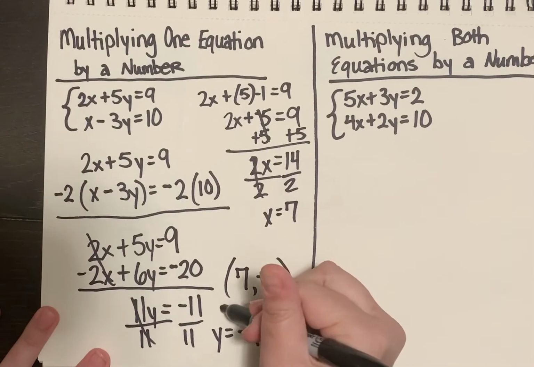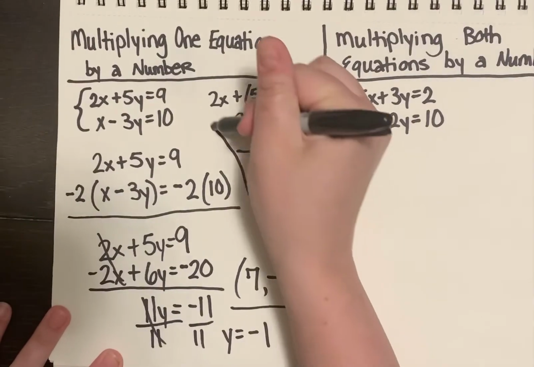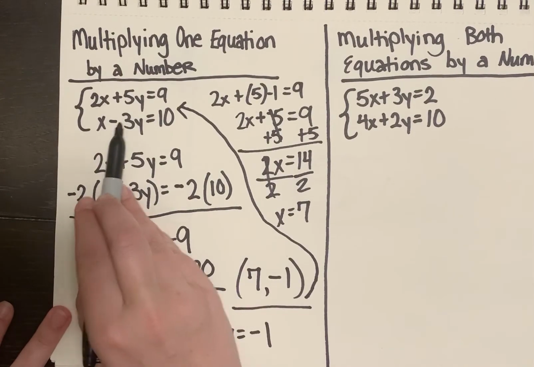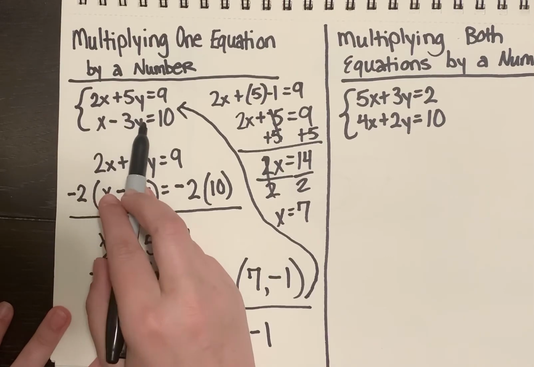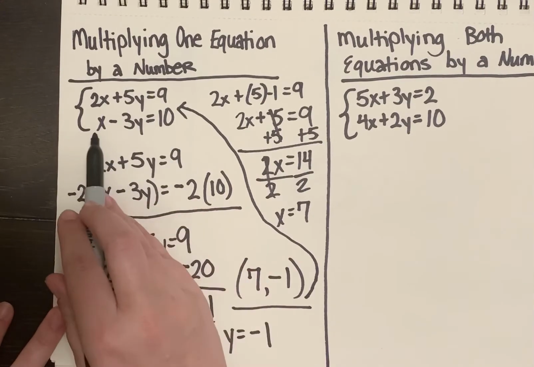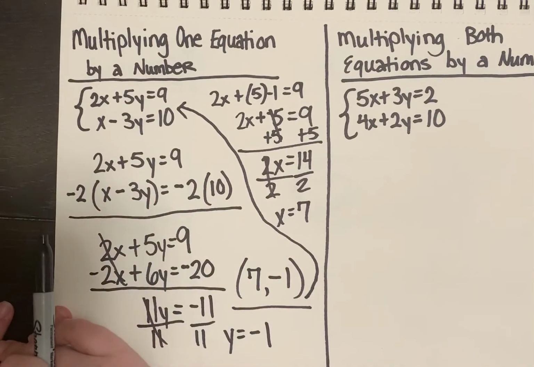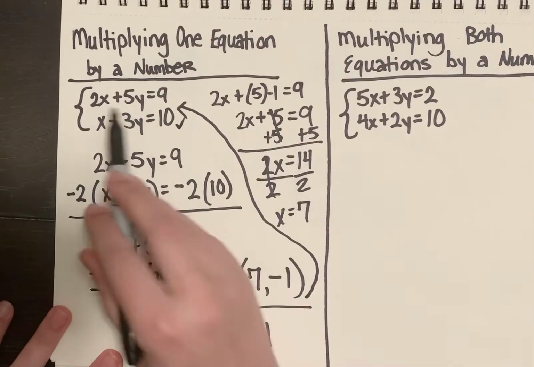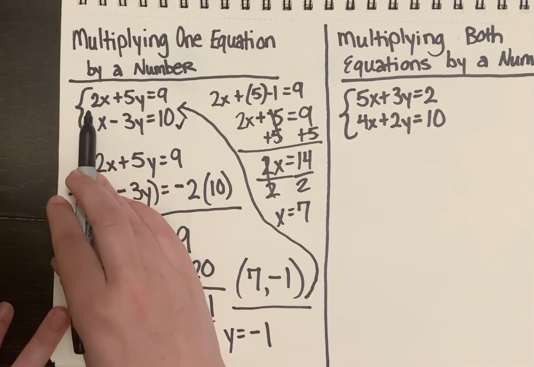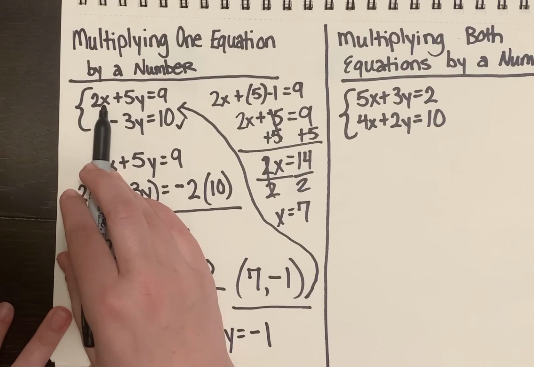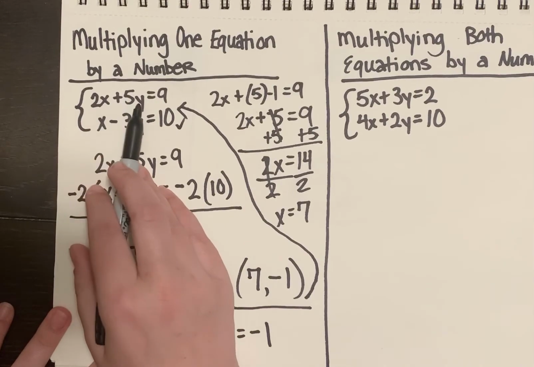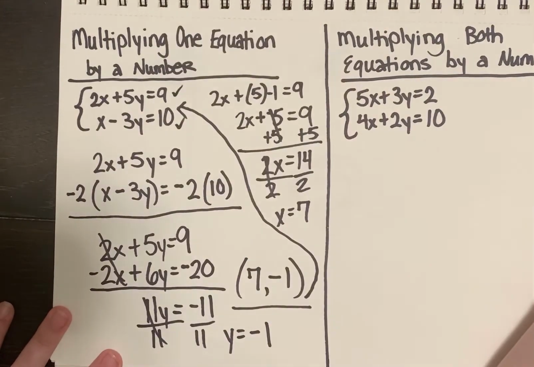I can do the same thing I've been doing: go back in, plug it in, and make sure it works, and I positive it does. 7 minus 3 times negative 1; negative 3 times negative 1 would be 3. So 7 plus 3 is 10. So it works. And then we can even try this one as well to prove. 7 times 2 is 14, plus 5 times negative 1. So it's 14 minus 5, which is 9. So that is a solution.